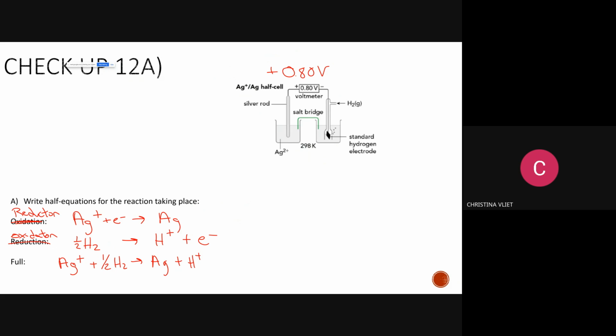So I get Ag+ plus 1/2 H2 goes to Ag plus H+. Why does it say silver 2+? Where does it say silver 2+?